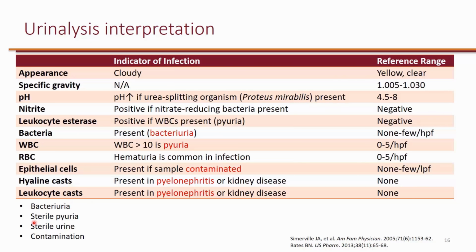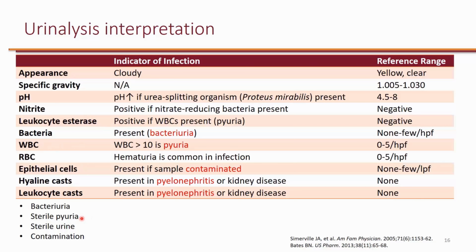Okay, so bacteriuria I talked about, sterile pyuria. Sometimes you will not have bacteria in the urine, but you will see white blood cells increase. That's what they refer to as sterile pyuria. So pyuria means pus is present, white blood cells. So there's some sort of infection going on, but it's sterile because you didn't see any bacteria.